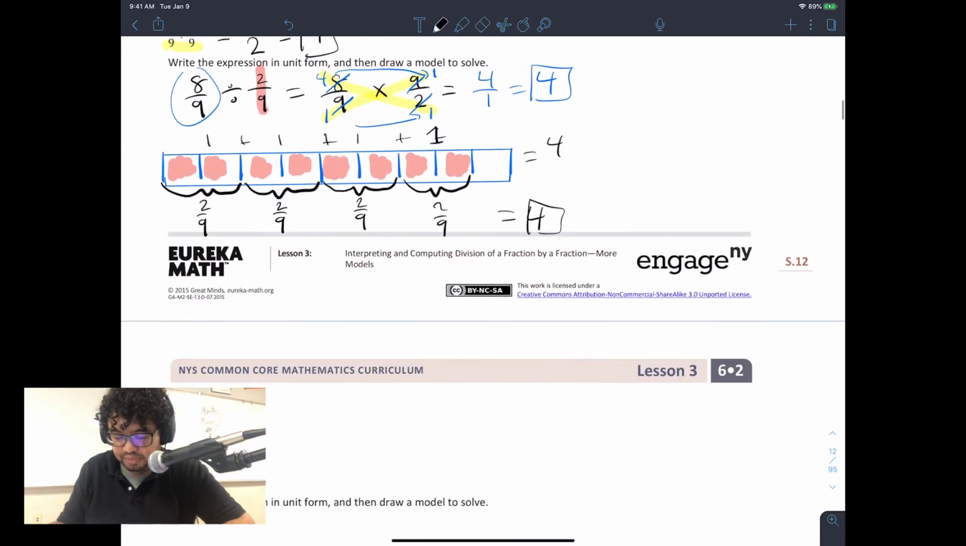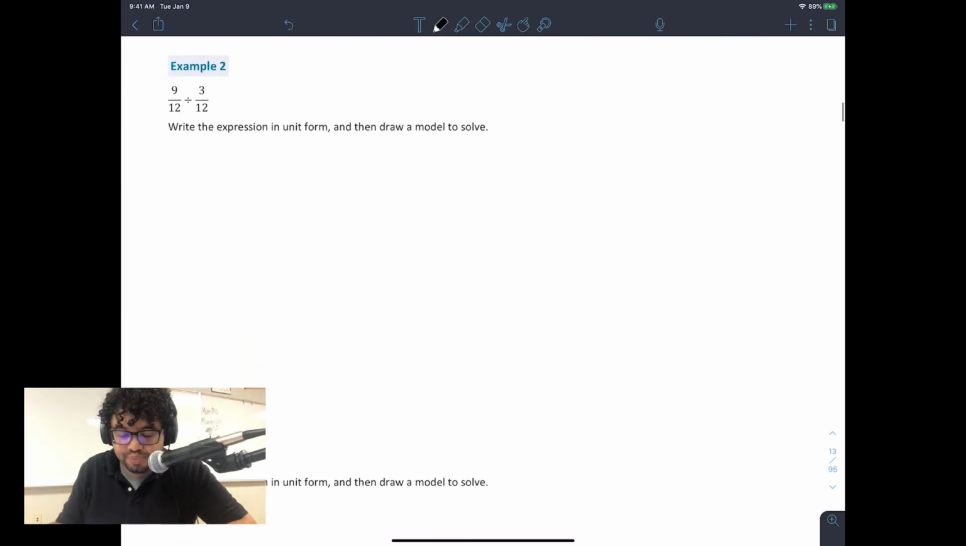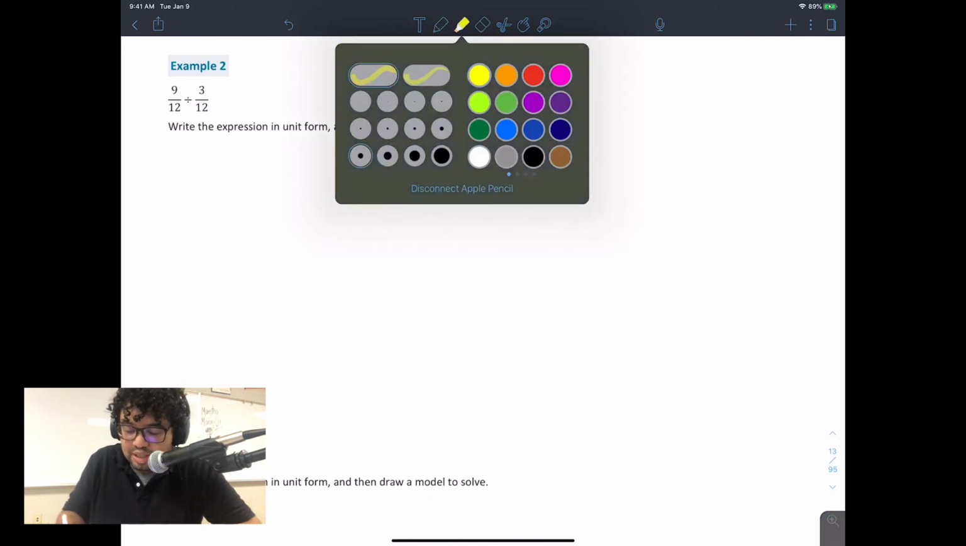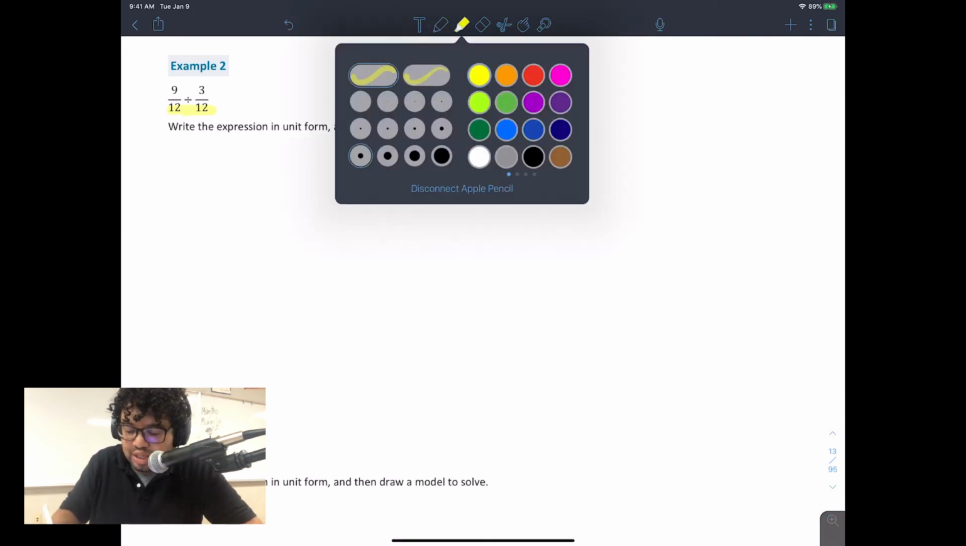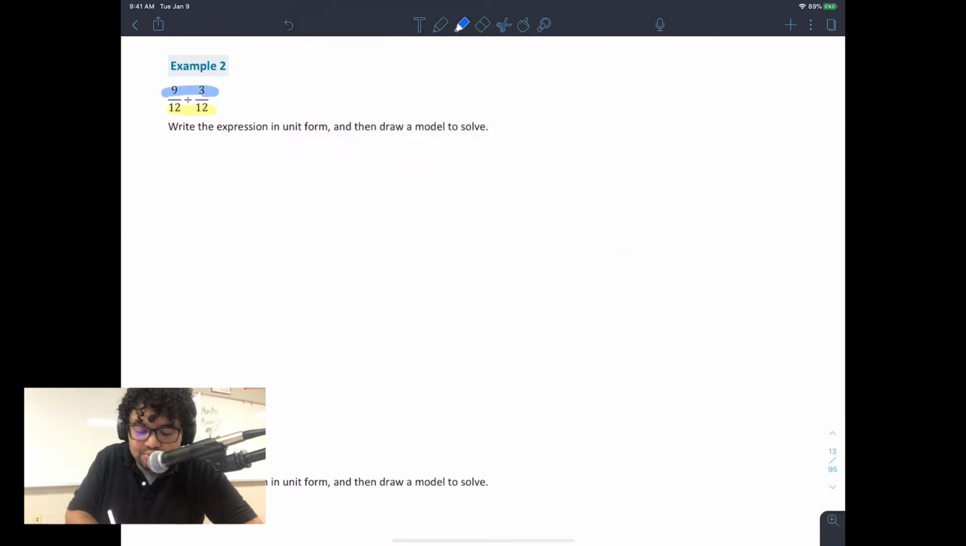All right. Let's look at example number 2. Once again, when you have fractions that have a common denominator, in this case you have the 12s. The 12s is your denominator. Then at this point, we're going to be looking at the numerator because that's pretty much your answer. If you can get the fractions to have a common denominator, then your answer are your numerators. It's the numerator of the first fraction divided by the numerator of the second fraction. So in this case, your answer here is 9 divided by 3.